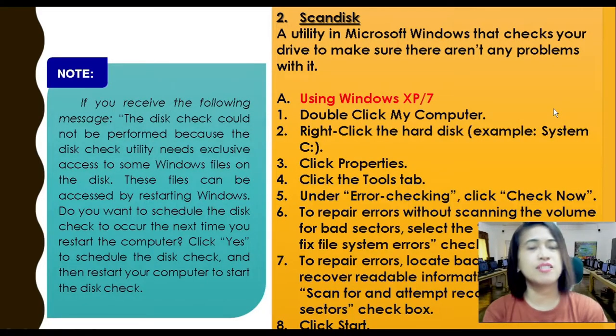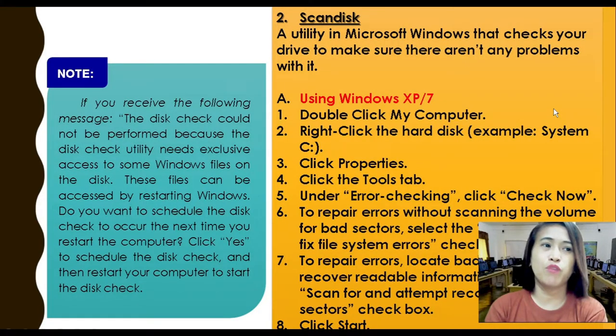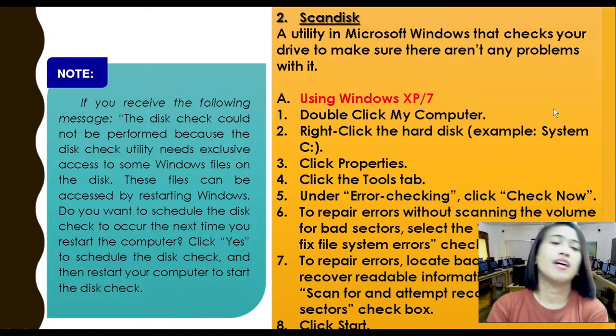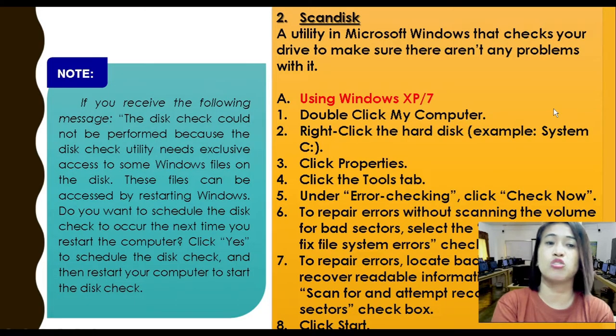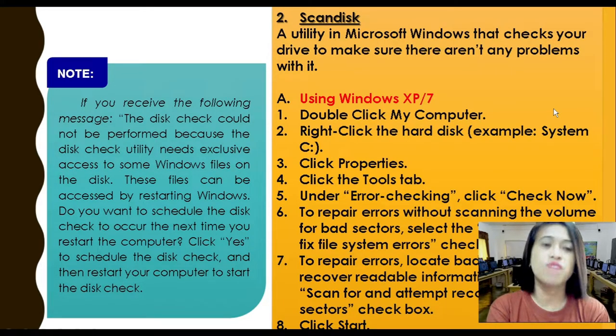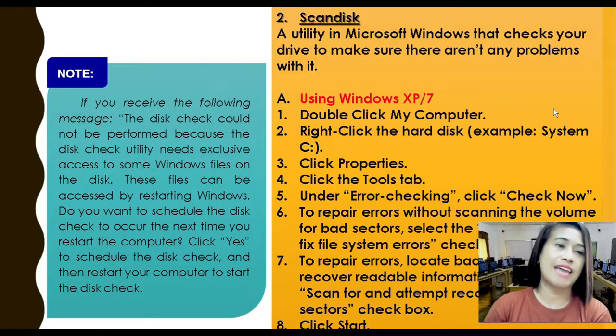Okay, after this disk defrag, you can also perform scan disk. Now, if you receive the following message, the disk check could not be performed because the disk check utility needs exclusive access to some Windows files on the disk. This is an alert message or an error message, meaning to say you are having a problem with the computer system. To solve that problem, perform scan disk.